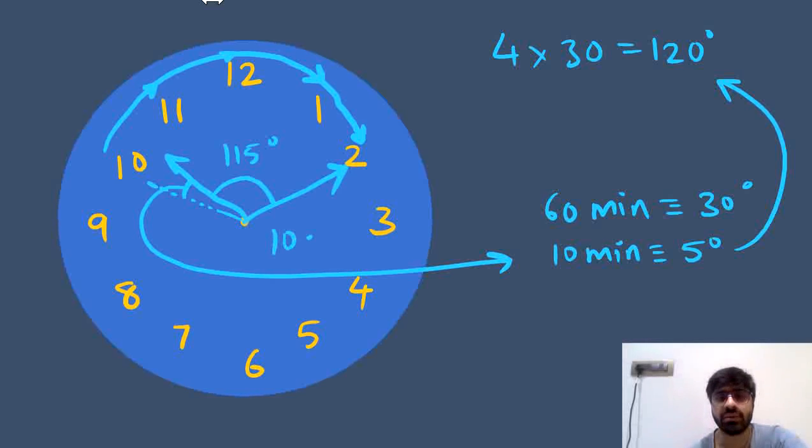the timing is 10:10. So I hope that with all these examples, you are very much clear with this particular type of questions where you had to calculate the angle between the hour and minute hand of a clock at a particular time. I hope this was helpful.